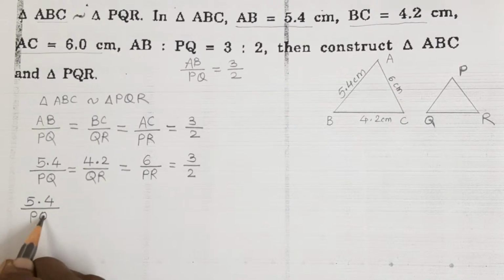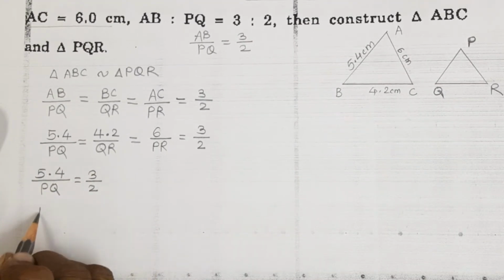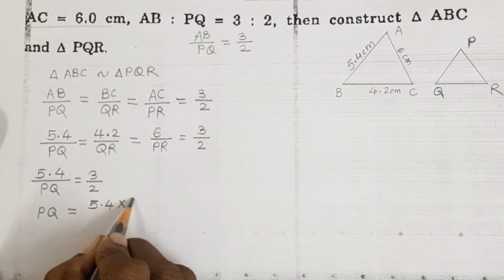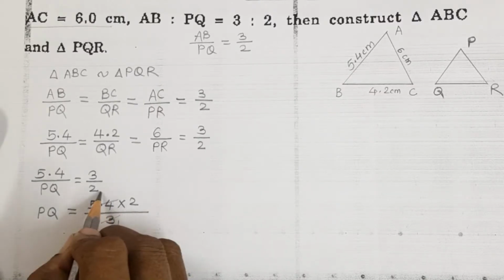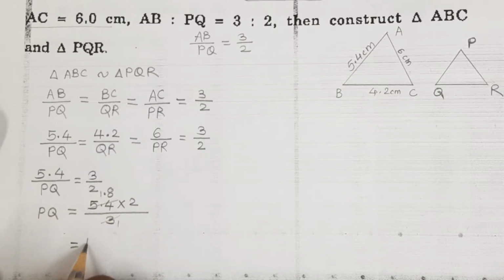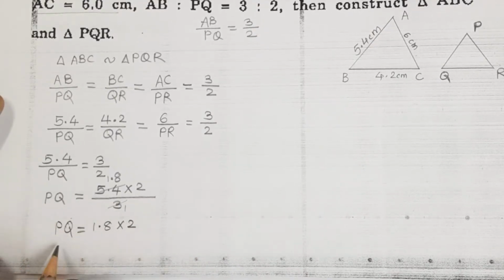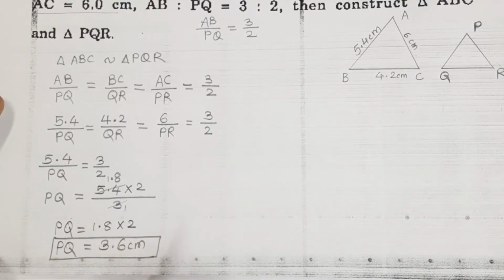So 5.4 upon PQ is equal to 3 upon 2. Then here cross multiplication, PQ is equal to 5.4 multiply 2 divided by 3. So here 3 ones are 3, 3 fives are 15, 3 sixes are 18. So 1.8 multiply 2, and that is equal to, students, PQ is equal to 3.6 centimeter.